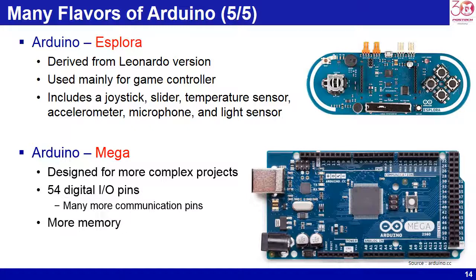Arduino Mega is the most powerful board, as the name suggests. It has 54 pins so that you can operate many communication pins. Further, it has a larger amount of memory so that it can be used for large, complex projects.